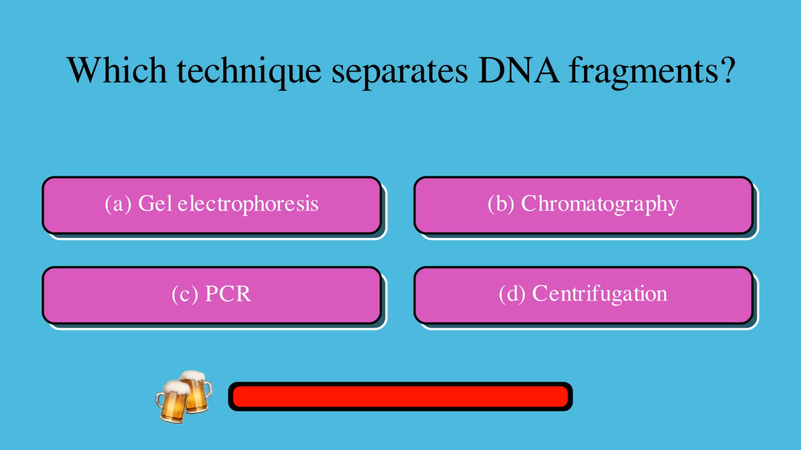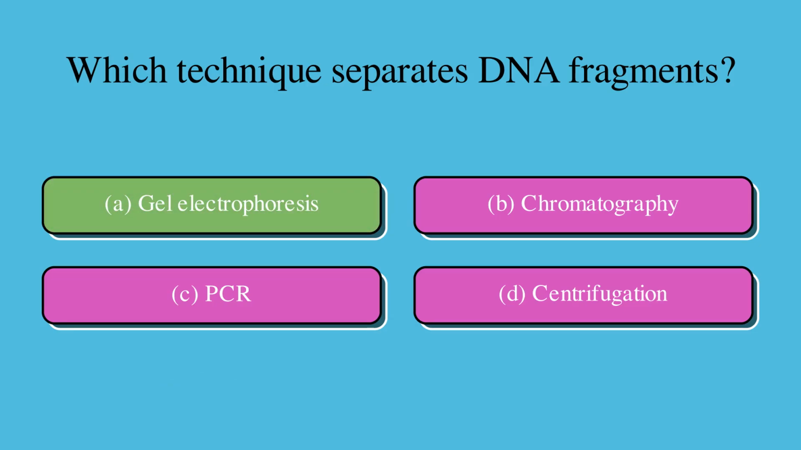Which technique separates DNA fragments? Is it A, gel electrophoresis, B, chromatography, C, PCR, or D, centrifugation? The correct answer is A, gel electrophoresis.